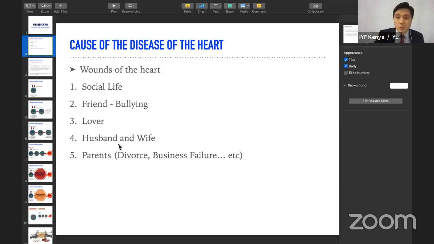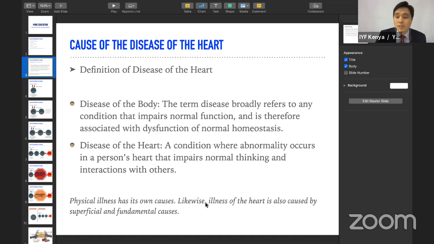Sometimes we also get wounded in our hearts because of our parents. Like when our parents divorce or parents' business fails, as children our heart gets wounded as well. Now, when that wound continues, that wound is going to turn into a disease of our heart. So what is the disease of the heart? Disease of the body is the time when a part of your body does not function in the proper manner. There is also a disease of the heart as well. What is the disease of the heart? When our heart does not function in the right manner.